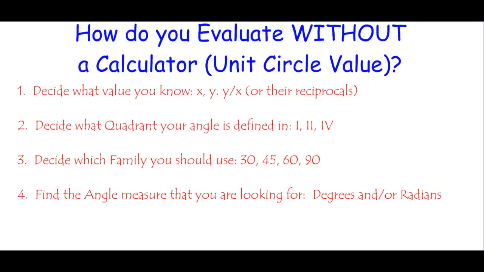The second thing we're going to decide is what quadrant our angle is in. Is it in 1, 2, or 4? Because those are the only quadrants that are defined by our inverse cosine or inverse sine and tangent. Third thing I'm going to decide is which family am I going to look at? Is it the 30 degree, the 45, the 60, or the 90 degree family? And then the fourth thing is I'm going to find the angle measure that I'm looking for in degrees and/or radians, depending on what the question asks for.